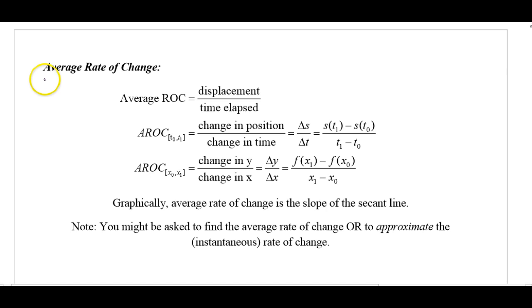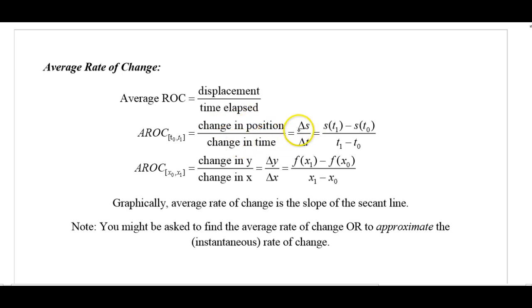Alright, let's formally summarize the results of an average rate of change. The average rate of change, often abbreviated ROC, is defined to be the displacement over time elapsed. Displacement is different than distance, and we will discuss the difference between the two in a moment. We can also think about the average rate of change over the time interval from t0 to t1 as the change in the position over the change in time.